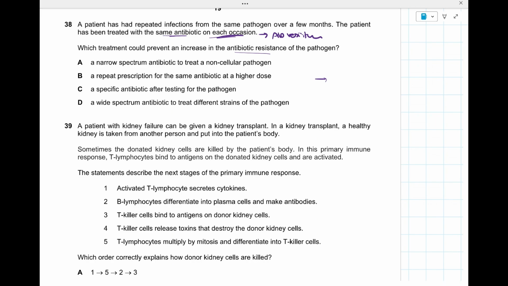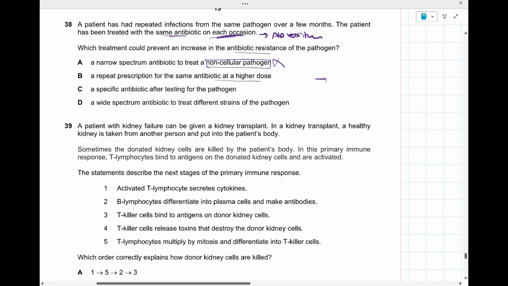Now, let's see the suggestions that we have here. A, a narrow-spectrum antibiotic to treat non-cellular pathogen. Now, this is completely incorrect. The reason for this is that we know that bacteria are prokaryotes. They are cellular pathogens. Antibiotics are not used for viruses, and viruses are non-cellular pathogens. Therefore, antibiotic is only used for bacteria, which are cellular pathogens. Therefore, this is incorrect.